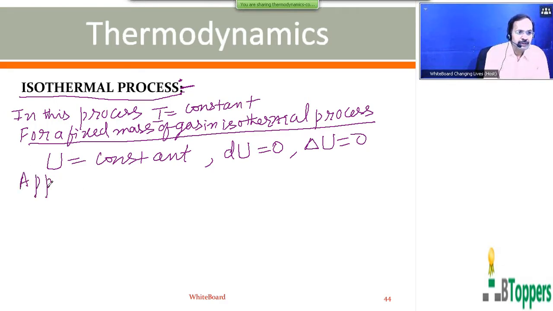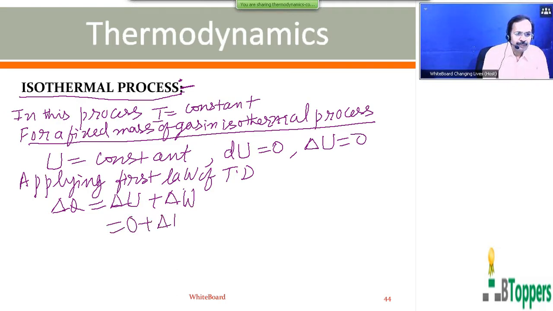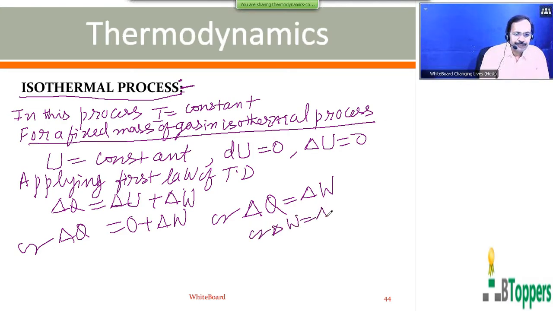So if you apply the first law of thermodynamics for an isothermal process, delta Q is equal to delta U plus delta W. If delta U is 0, you get delta W equal to delta Q. Delta Q equal to delta W. That means whatever heat energy is absorbed by the gas in the isothermal process is entirely used for doing external work, and no part of the heat energy supplied is used for increasing the internal energy of the gas.